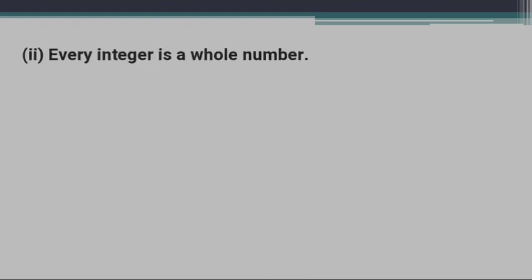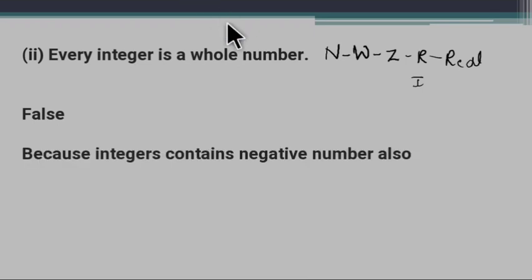Next question. Every integer is a whole number. So I told the order: natural number, then whole number, integer, rational and irrational, then real number. So this order is true. Every integer is a whole number is the reverse order. The reverse order is not true. So this is false, because what is the main reason? Integers contain negative numbers also.